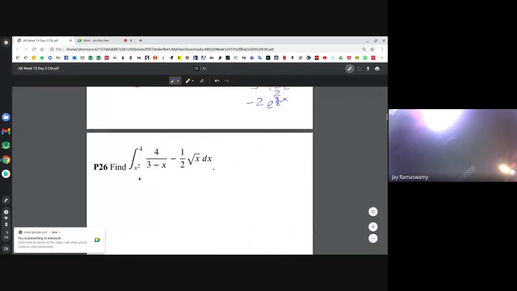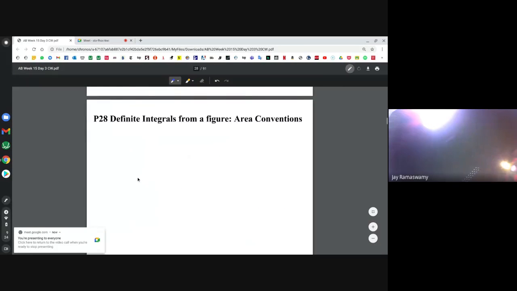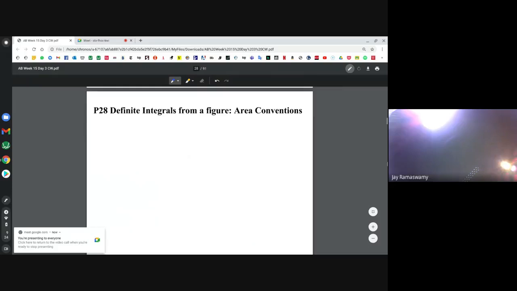Guys, we're learning something else, switching to something brand new. Draw a line. So it says finding definite areas from a figure. I'm showing you something called area conventions.